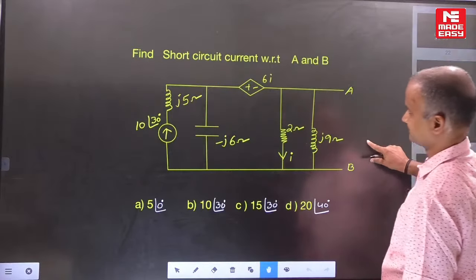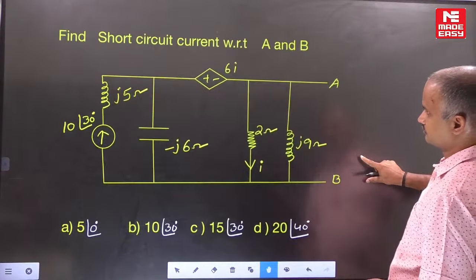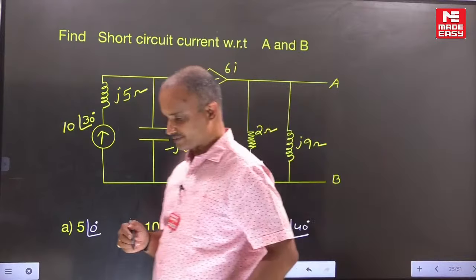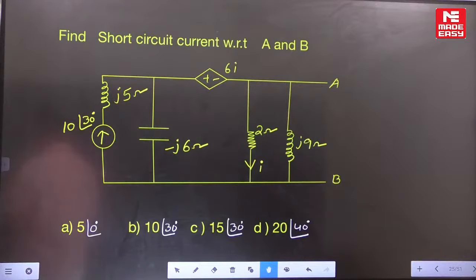At the next question. Find the short circuit current with respect to A and B.